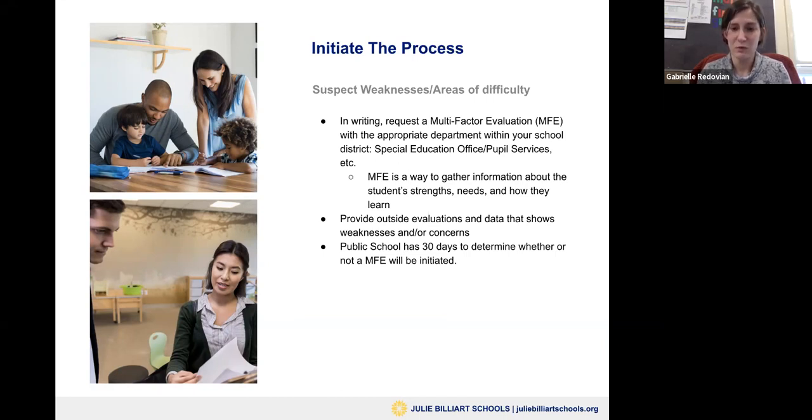shows weaknesses. Now, the public school then has 30 days to determine whether a multi-factored evaluation will be initiated. So you have to show enough weaknesses for that child in, again, one of those 5 core areas of academic, behavior, social, communication, or fine motor for the public schools to say, yes, we see that their education is being impacted. They're not making the growth they should. So we should start an evaluation process for them.